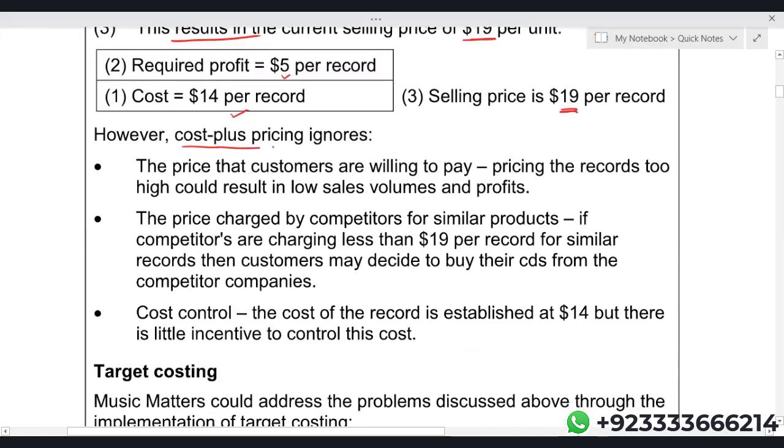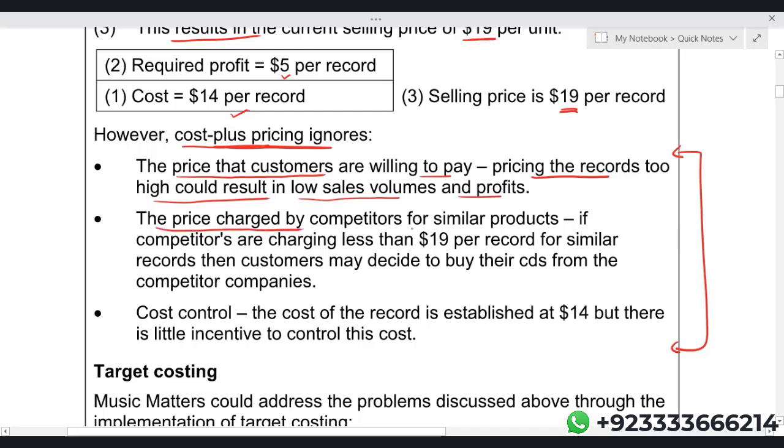However, cost plus pricing ignores. So, please, you need to understand this. This can appear as disadvantages of cost plus pricing. This can appear as problems in cost plus pricing. So, cost plus pricing ignores the price that customers are willing to pay. Because in the traditional way of deciding the selling price, we were actually not asking the customer. Pricing the records too high could result in a low sales volume and what? Obviously profits.